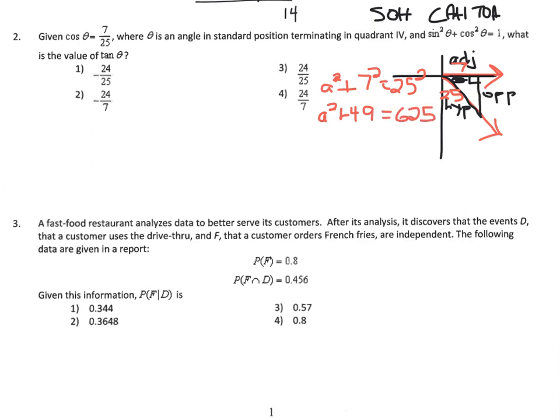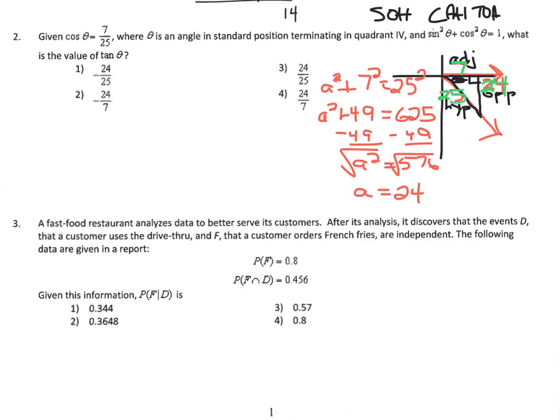So then if you subtract 49 from both sides, it leaves us with a squared equals 576. And then the square root of that technically is positive and negative 24, but we're just going to take the positive because you can't have a negative side of a right triangle. Okay, let me just make these stand out more. So the adjacent side is 7, the opposite side is 24, and the hypotenuse is 25.